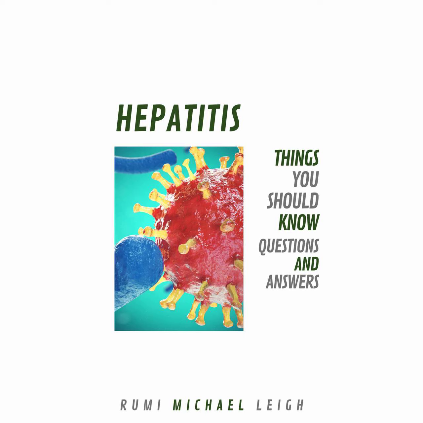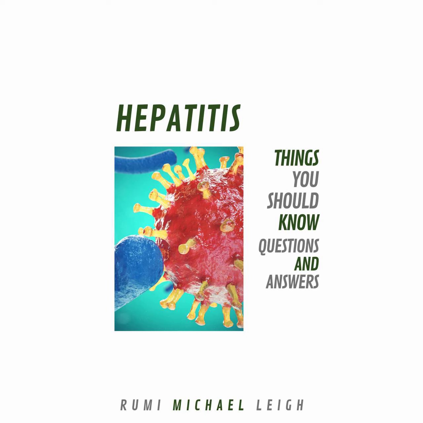Hepatomegaly is an abnormal enlargement of the liver due to inflammation of hepatitis. 2. What is steatohepatitis? Steatohepatitis is the inflammation of the liver caused by the accumulation of fat in the liver. 3. What is an acute liver disease? An acute liver disease is a disease that lasts less than 6 months.